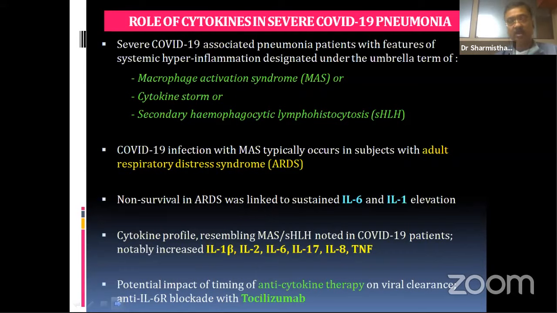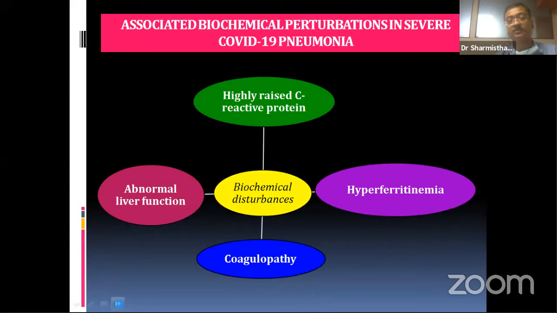Another important thing: to start with the anti-cytokine therapy, which is called tocilizumab, whether to use this particular drug or not will depend very heavily on the IL-6 reports. So high IL-6 means there is a possibility to use this drug and get some benefit from it. Now, in severe COVID pneumonia, you can get abnormal liver function, hyperferritinemia, coagulopathy, and high CRP. These are the tests which you can get very commonly in severe COVID pneumonia.